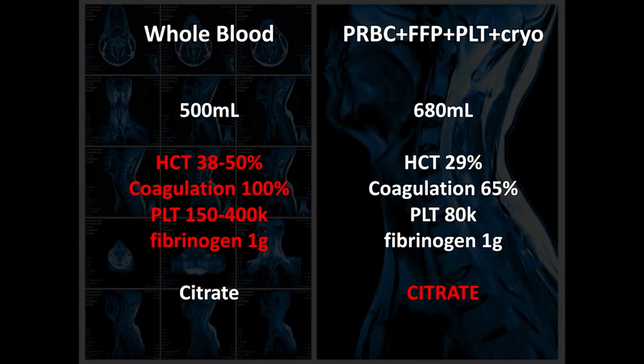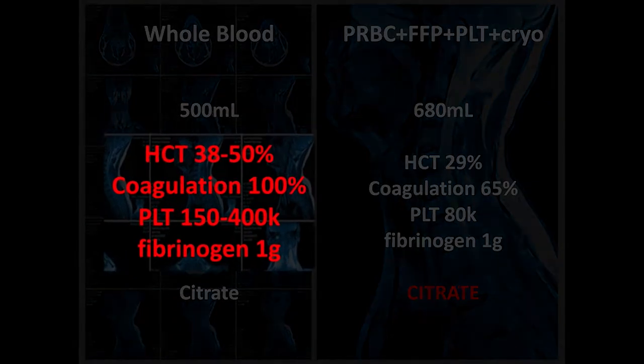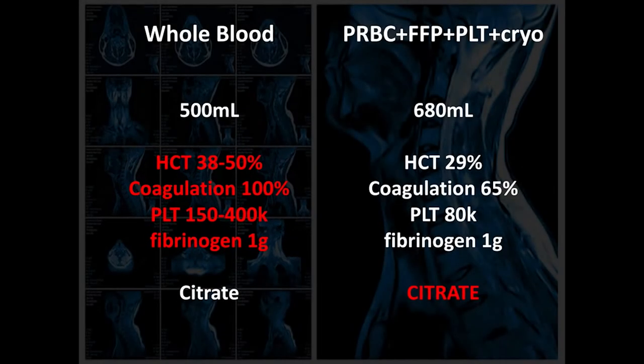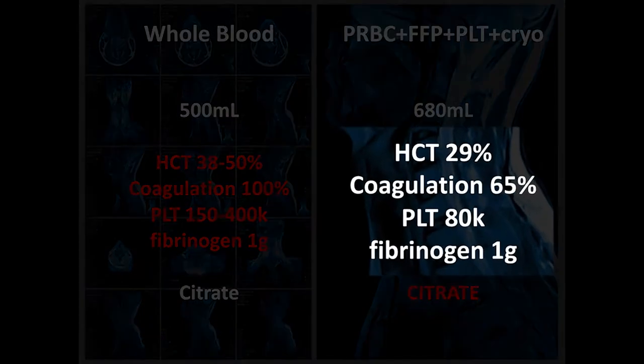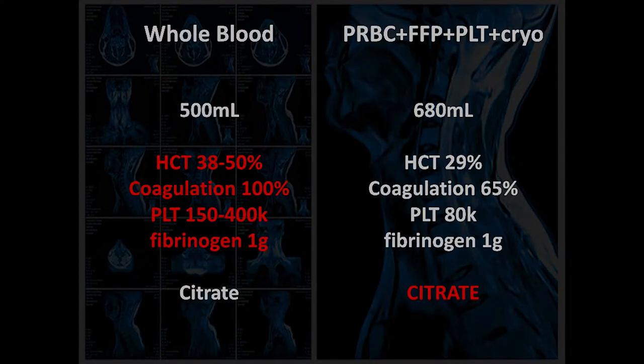When you look at whole blood, if you give 500 mils of whole blood, you are giving a hematocrit between 38 and 50%. Your coagulation is 100%. Platelets are excellent at 150 to 400,000. And you're giving 1 gram of fibrinogen. Your citrate load is much lower. When you compare that to component therapy, packed red blood cells, FFP, platelets, and cryo, you're giving more volume, 680 mils. Hematocrit, though, is much lower at 29%. Coagulation, 65%, actually much lower. Platelets, only 80,000. You're still giving that fibrinogen at 1 gram, but your citrate load is massive. So ultimately, whole blood is superior in all counts.